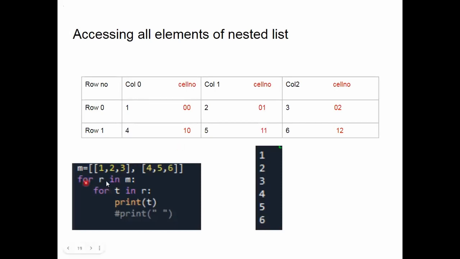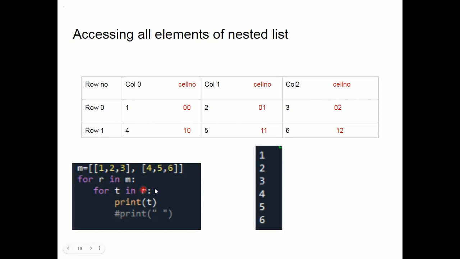There is for R in M. So this R will be for the row number. How many rows are there in M? There are 2 rows in M. So it will directly consider that it has 2 sublists. That's why it is going to consider row number as 2, that will be 0 and 1. So R is going to have one value as 0 and the next value as 1. For T in R.